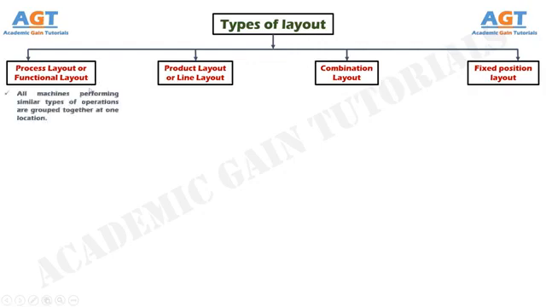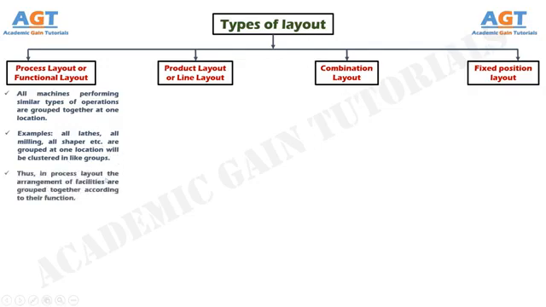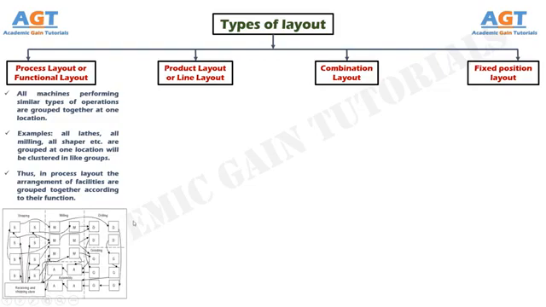In process layout, all machines performing similar types of operations are grouped together at one location. Examples: all lathes, all milling machines, all shapers etc. are clustered in like groups. Thus, in process layout the arrangement of facilities is grouped together according to their function. In this figure of the process layout or functional layout, we can see that all the drilling machines, milling machines, lathe machines, shaper machines are grouped together separately in particular areas. They are not arranged according to the sequence of operations for a product.